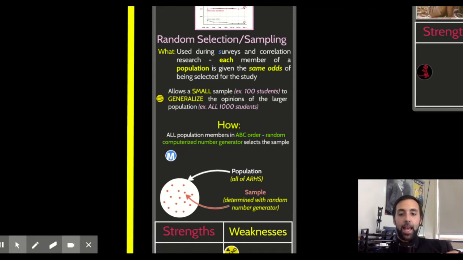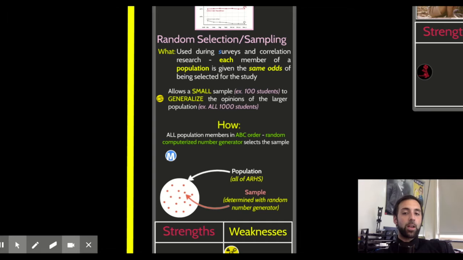Then you look at that data, and although you did not ask the entirety of the school, because each student had the same chance of being selected, this process of randomly pulling out numbers through what's called a random computerized number generator is a sufficient means of randomly selecting. And although, again, you didn't ask the whole school, you are able to take your one survey and generalize it to get a general understanding about how the school feels about whatever given topic you're studying.